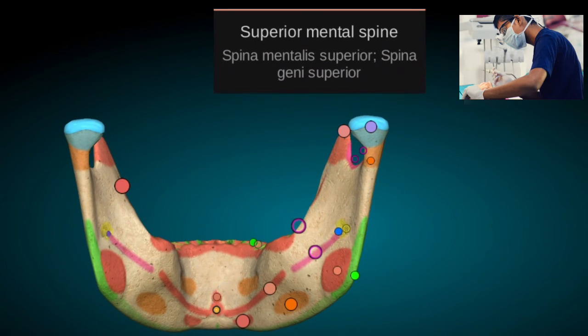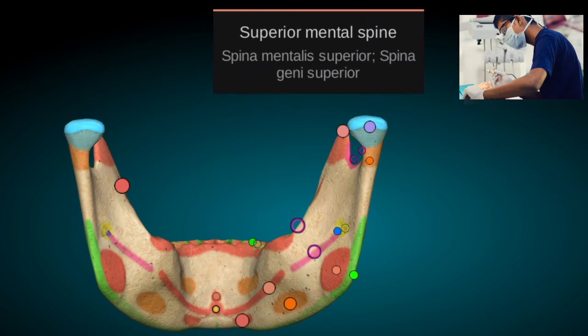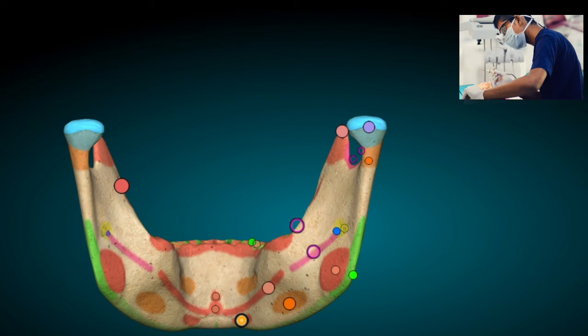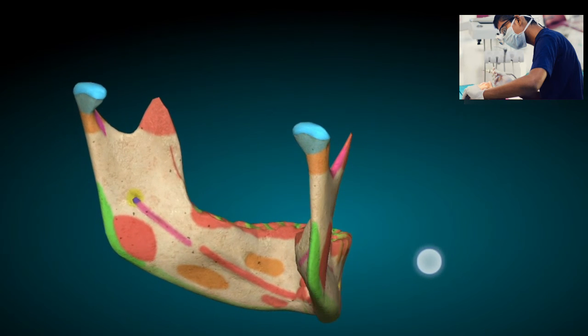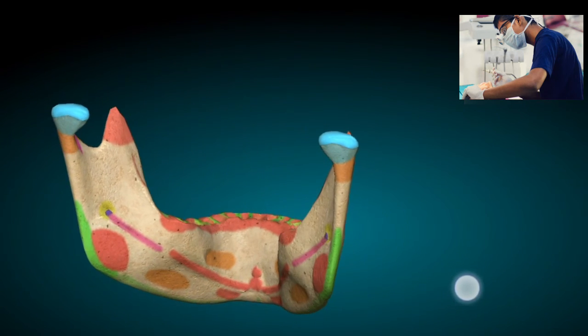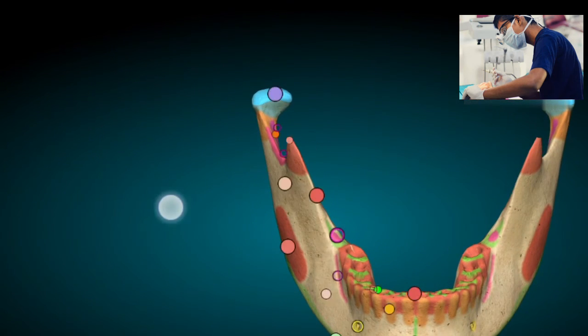And here in the center you can see two genial tubercles. These genial tubercles have attachments for the genial muscles, and this is the digastric fossa. Digastric fossa will give attachment to the anterior belly of the digastric. This is all about the medial surface of the mandible. You are now clear with the medial and lateral surfaces of the mandible.